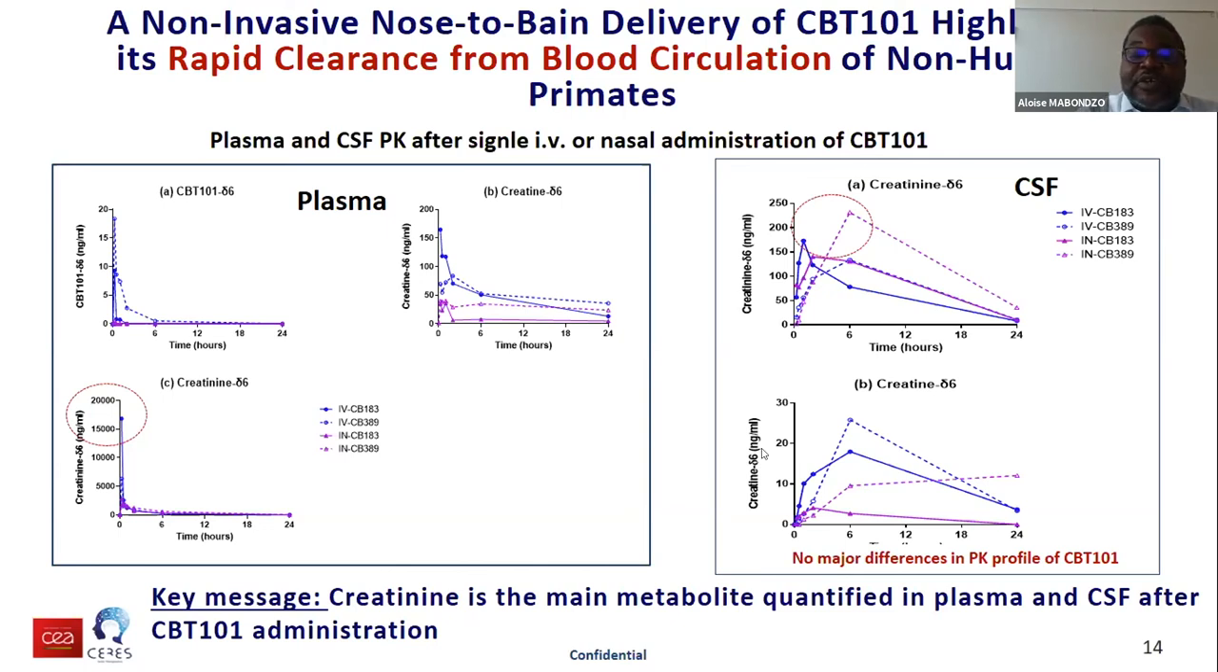So the key message is that CBT101 is distributed in the different brain areas, and the main metabolite we identify in plasma and CSF was creatinine.